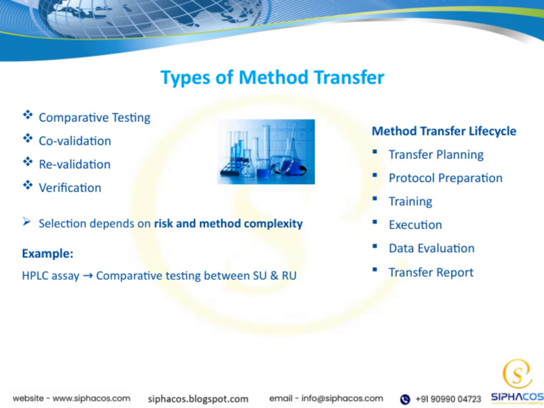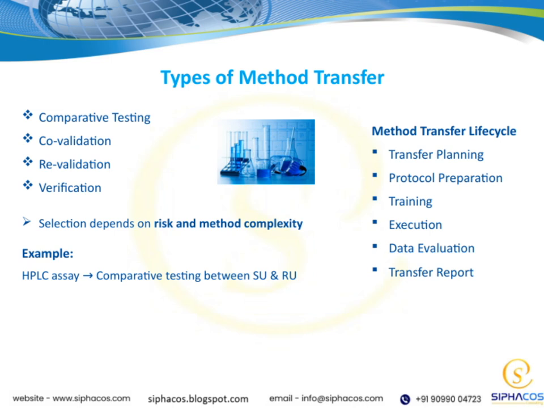Now, let's take a closer look at the method transfer lifecycle. This process begins with transfer planning, where we outline the scope and objectives of the transfer. Next comes protocol preparation, which involves developing detailed procedures to ensure consistency. Training is then conducted to make sure everyone understands the methods and expectations. Once the team is prepared, we move on to execution, where the actual transfer activities take place. Afterward, data evaluation is critical. We analyze the results to verify that the transfer has been successful. Finally, we compile a transfer report that documents all the relevant information and outcomes.